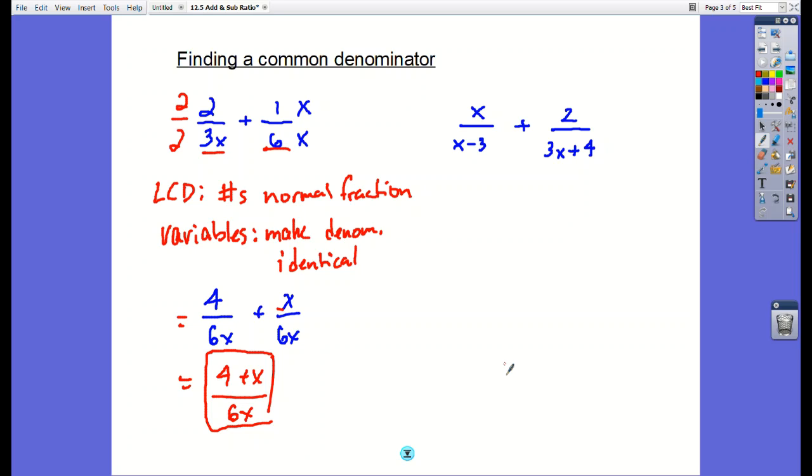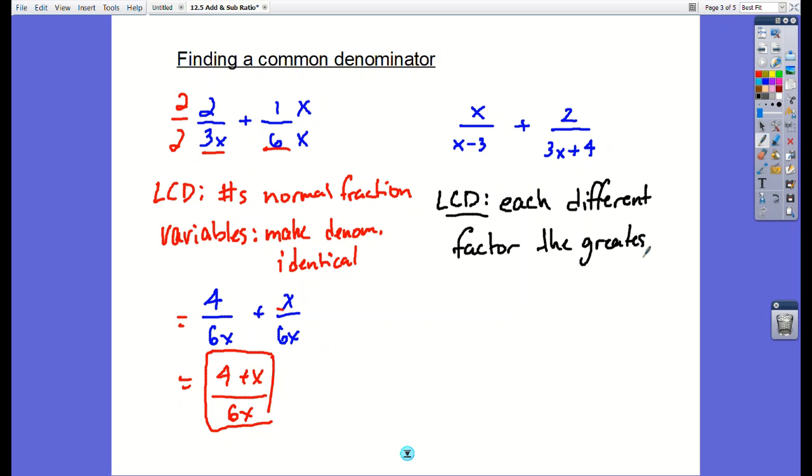All right, now with something like this where we have binomials, we have to do a little bit more work. Right? So then let's actually put a kind of a definition here of how least common denominators are going to be when we're dealing with something that we can factor, right? Be a trinomial, binomial, whatever. It's going to look like this. We're going to take each different factor, the greatest number of times it appears.